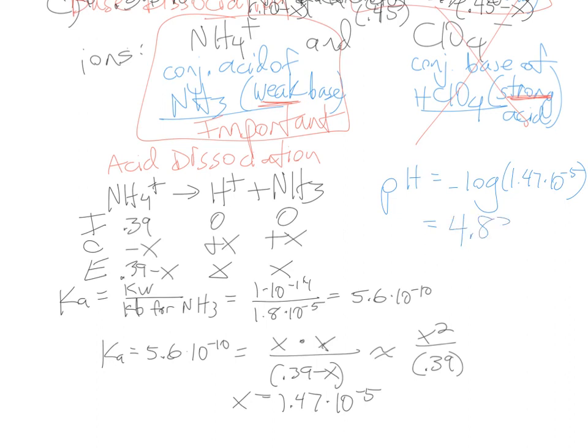4.83. You don't need to subtract that number from 14, because in this ice table we found hydrogen concentration directly, whereas in the previous two ice tables, in parts A and B, we found hydroxide concentration at equilibrium, and from that found pOH, and then needed to subtract from 14 before we could get pH. With an acid dissociation, it's a little bit more direct. Notice that in part C, since the positive ion was important in determining pH, we ended up with a pH below 7. It's an acidic salt.